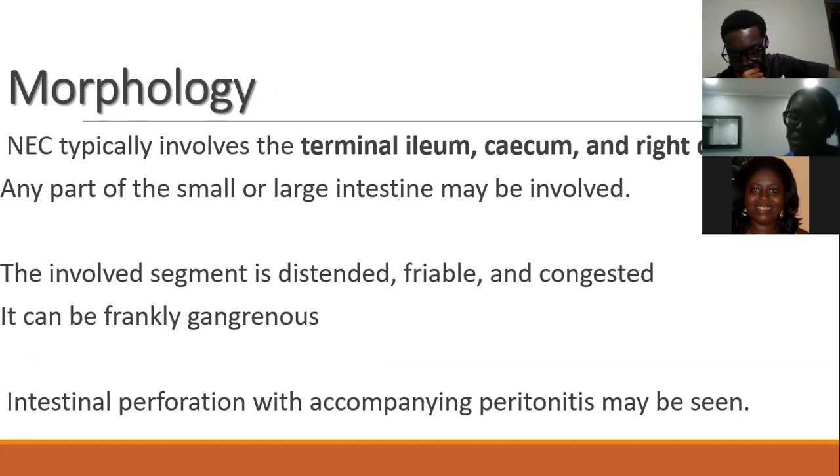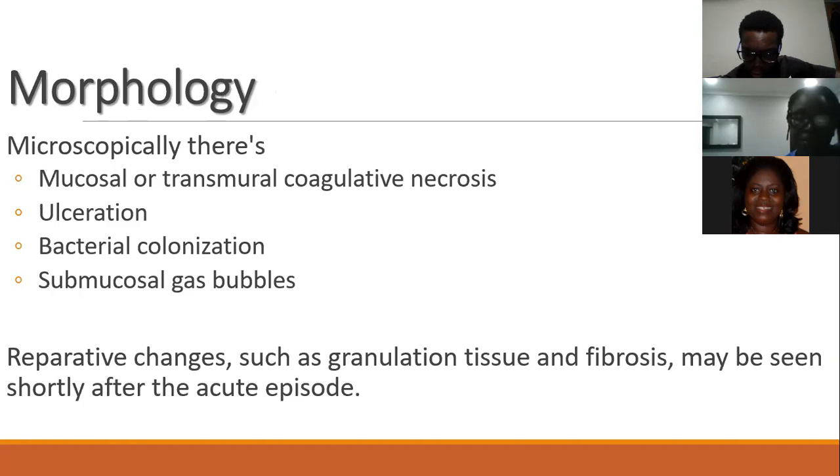And this typically involves the terminal ileum, the cecum, and the right side of the colon. I'm sure these are all terms you are familiar with in anatomy. So the intestine will become very friable. It will become distended, and then there'll be congestion. If it is so thin and friable, it can perforate, and then you end up with peritonitis.